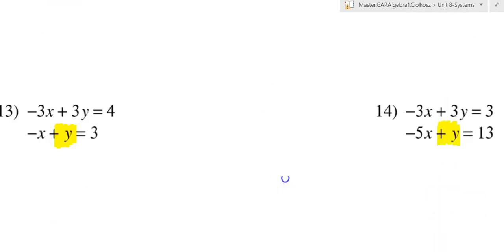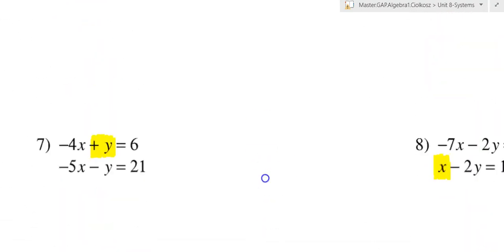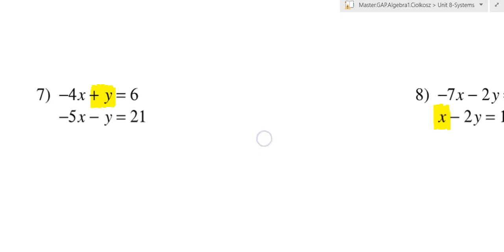You'll also notice at the bottom of this page there is an answer key to check all your answers. So just make sure you're showing your work. Alright, so let's do number 7 together.